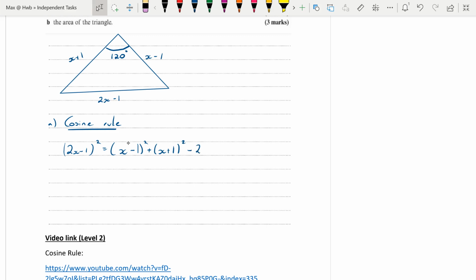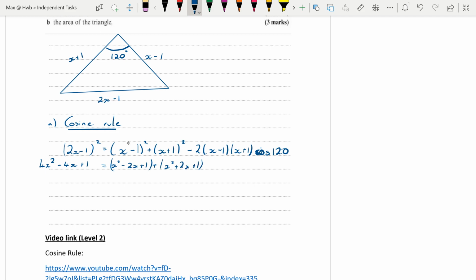Okay, take away 2bc, so x minus 1, x plus 1, and then cos of 120. Now what I'm going to do is just expand everything else. This first bracket expanded is 4x squared minus 4x plus 1. Expand this, gives me x squared minus 2x plus 1. I'm going to stick some brackets so I know what I'm dealing with each time. This one expanded is going to be x squared plus 2x plus 1.